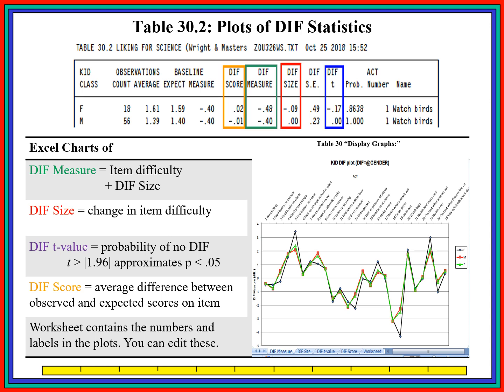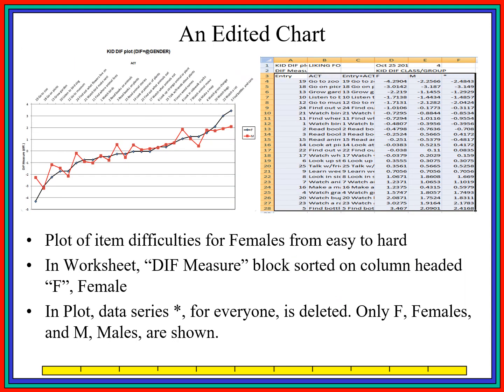Various statistics are plotted, and they're listed on the left-hand side. The DIF measure, which is the overall difficulty of the item for the group. The change in the difficulty for that particular group, which is the DIF size. The DIF t-value, which is a surrogate for the probability of the DIF, and the DIF score.